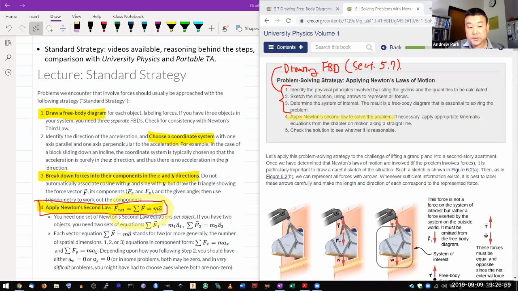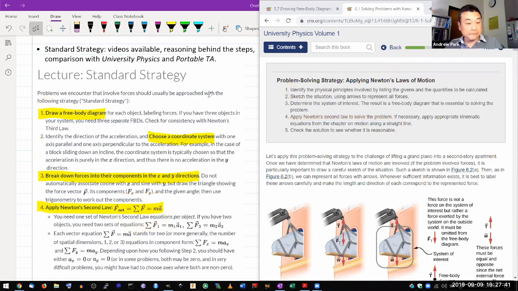The idea is that if you have followed these steps, which doesn't match number for number, but it is our steps 1 through 3, then all the information you need to write down Newton's second law equation for each object should already be in the diagram. All you are doing in this step is simply reading off the information. So that's how it matches up with the textbook strategy.